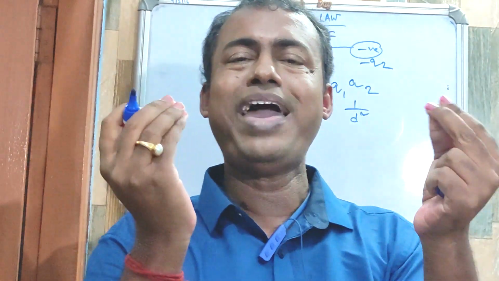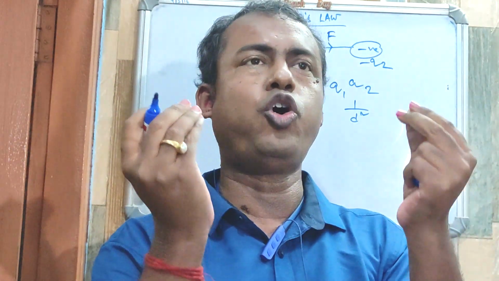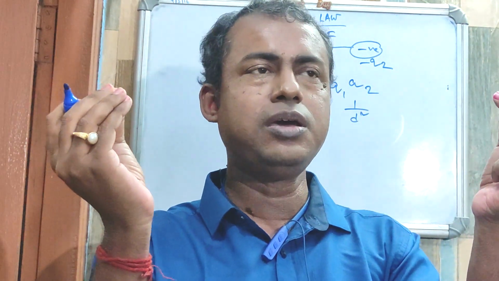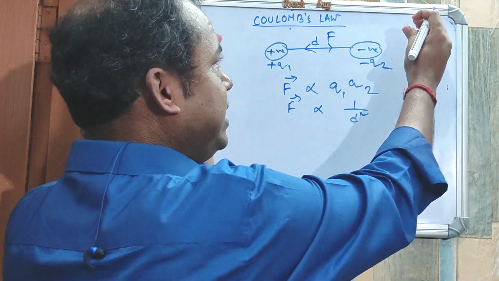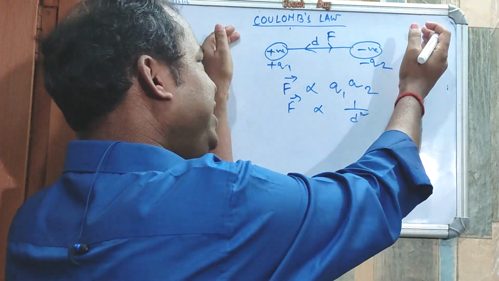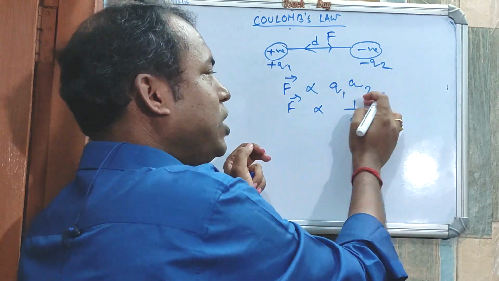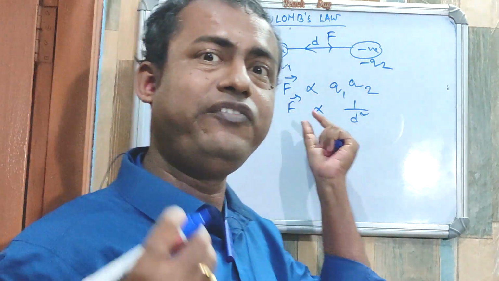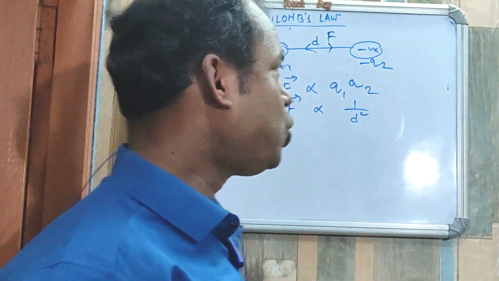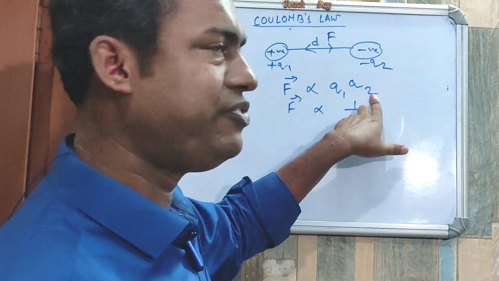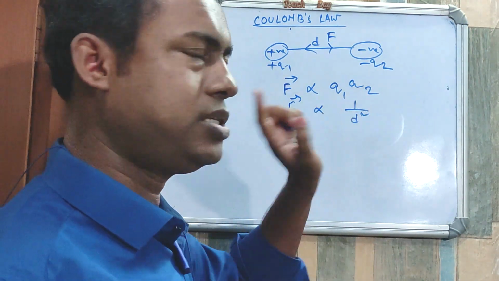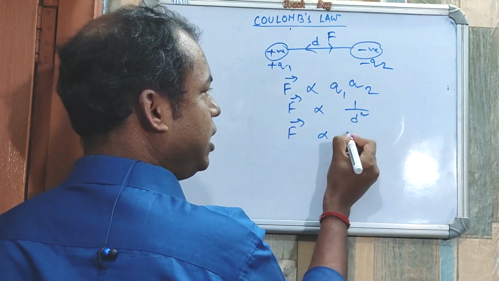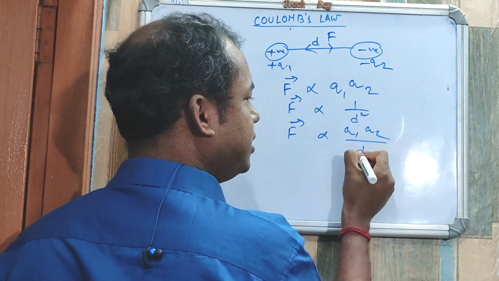Just think about two magnetic poles, a north pole and a south pole. When the distance between them increases, the attraction force between them decreases. So in this way we can say that F is proportional to 1 by d square. As the distance increases, the attraction force decreases. So F is proportional to Q1 Q2, and F is proportional to 1 by d square. When we write both at a time, F is proportional to Q1 Q2 by d square.